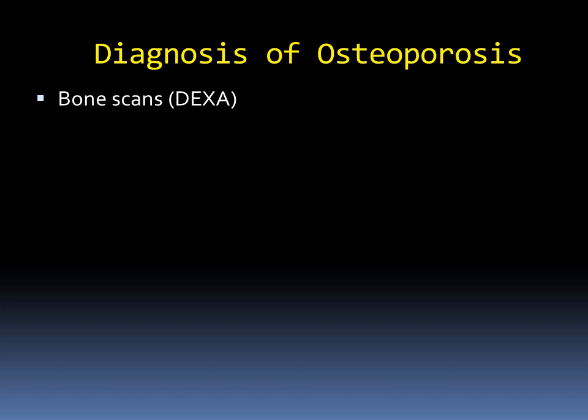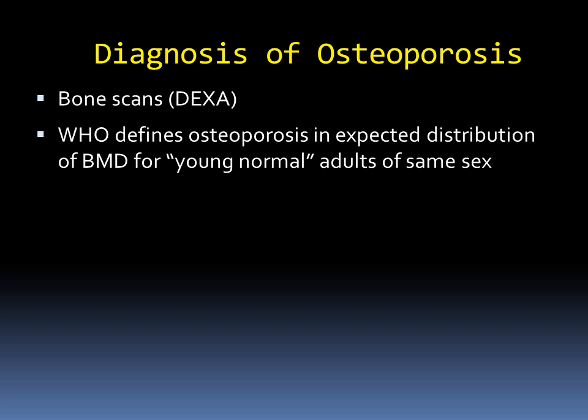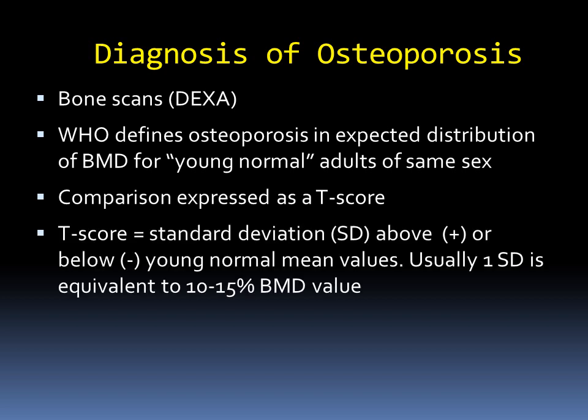So how do we diagnose osteoporosis? We need to use a bone scan or a DEXA. The World Health Organization defines osteoporosis in expected distributions of bone mineral density for young normal adults of the same gender. There is a comparison expressed as a t-score between these normal outcomes. The t-score is a standard deviation above or below young normal mean values. Usually one standard deviation is equivalent to 10 to 15% bone mineral density values. These are measured at the hip, the spine, or the wrist.